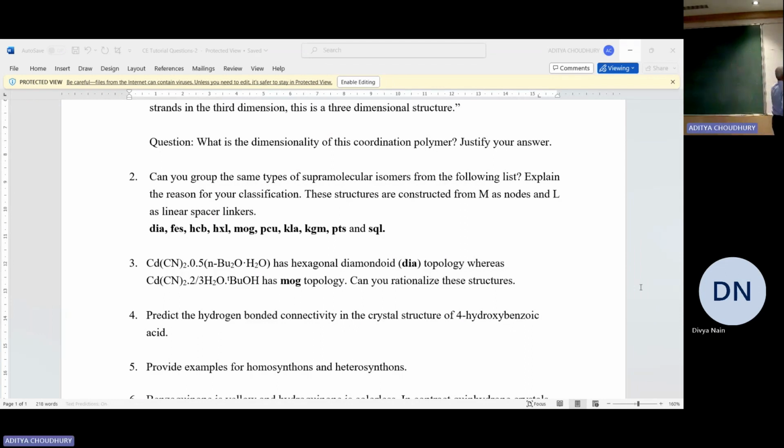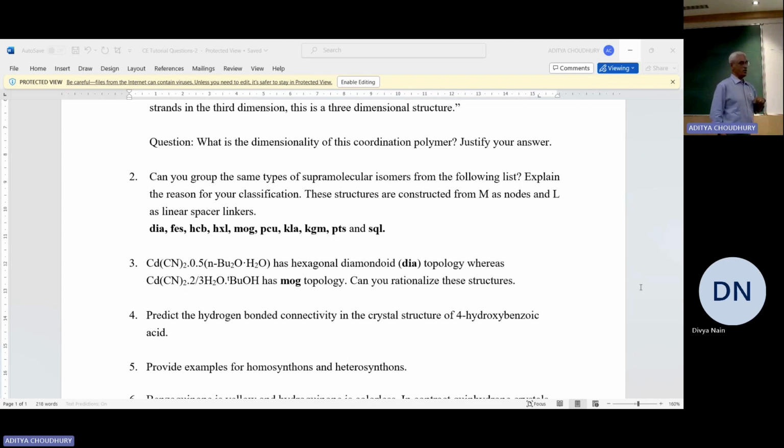Assume that in all this, we have drawn those things. Assume that the node is a metal, not a cluster, and whatever the bond is, there's a linear spacer. You can put in anything, but it's easy to consider it this way. So how would you approach this? I have a bunch of things, and you need to group them into different groups. How would you approach?